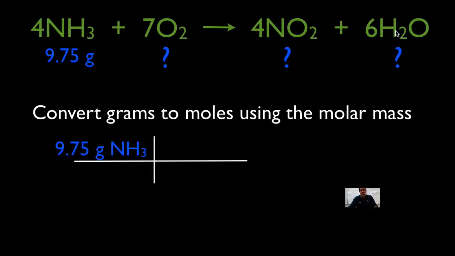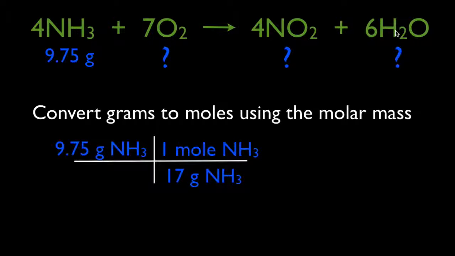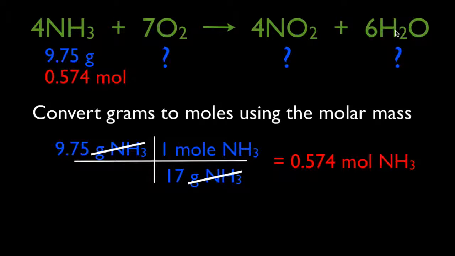It's the same thing. We want to convert from grams to moles, and we're going to use the molar mass, and we have NH3 grams on the top of that one, so we need to put the grams on the bottom. We put the molar mass, 1 nitrogen, 3 hydrogens is 17 grams, and put the mole on the top. That allows us to cancel the grams. We're left with moles, and that is how many moles of NH3 we have, 0.574. Now I'm going to write that down right here. So that reminds me that 9.75 grams is 0.574 moles.